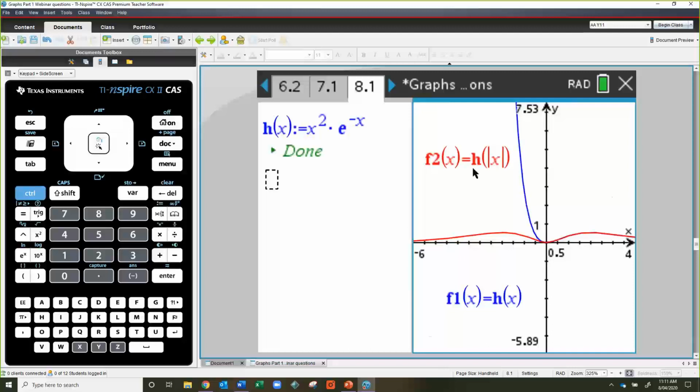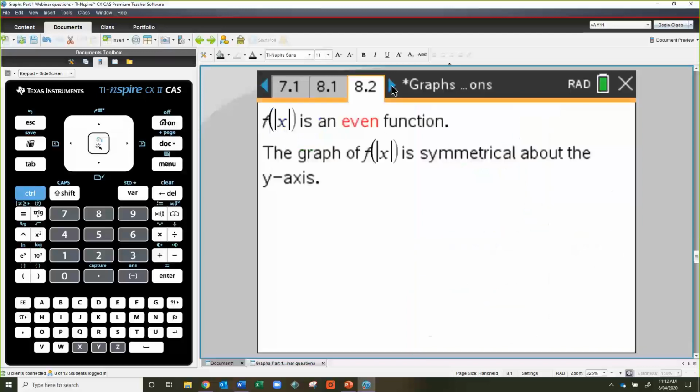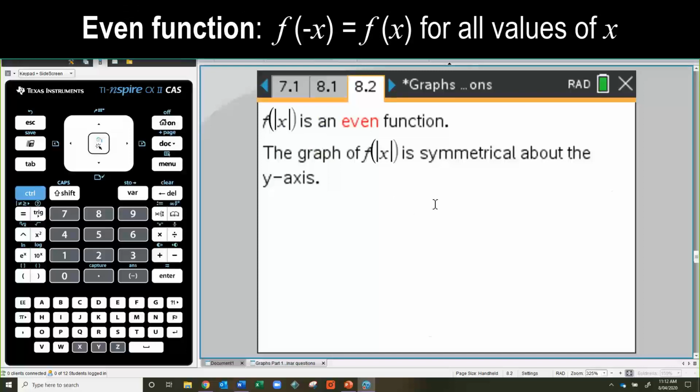The explanation is h in modulus x is an even function, which means that the graph is symmetrical about the y-axis, and h in minus x equals h in x. So that's something to remember when we sketch the graph of h in modulus x. We start with the curve, only look at the positive x values and reflect in the y-axis. So f in modulus x is an even function. The graph of f in modulus x is symmetrical about the y-axis.